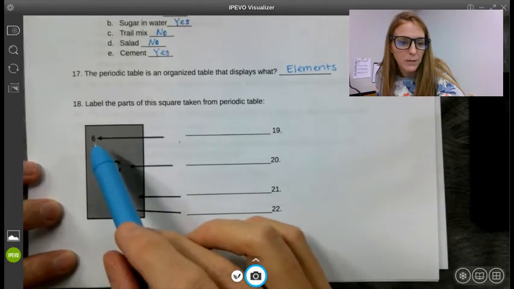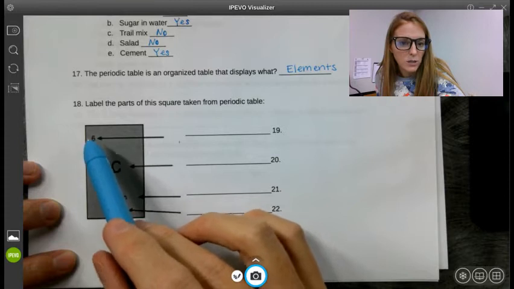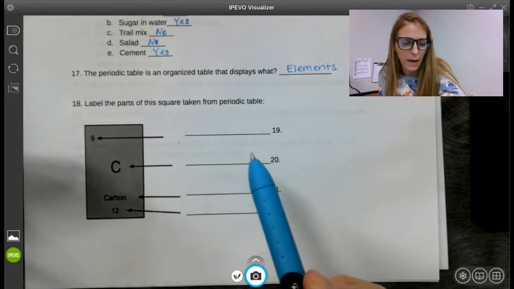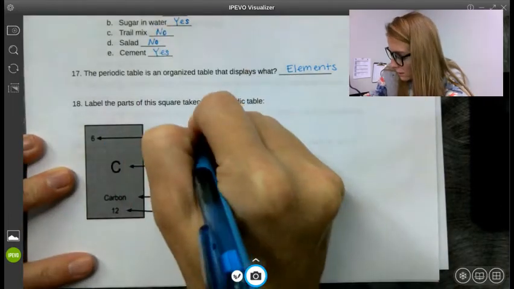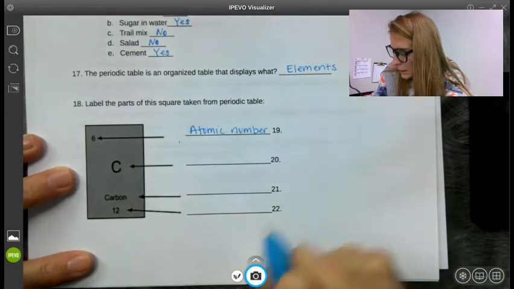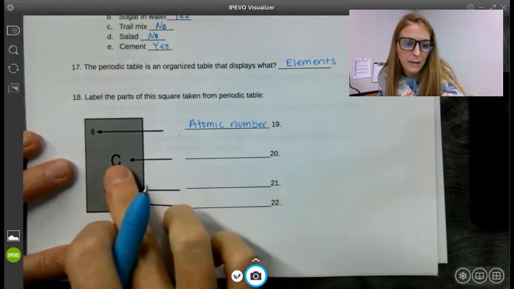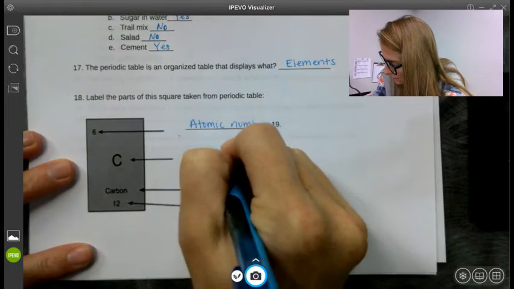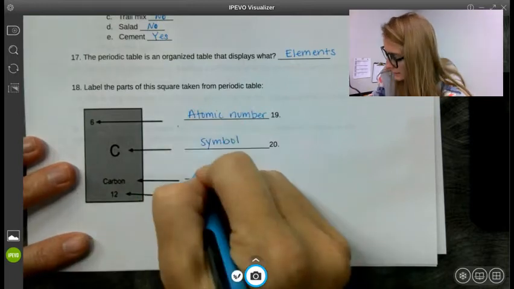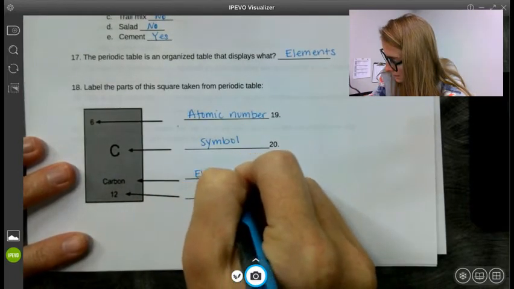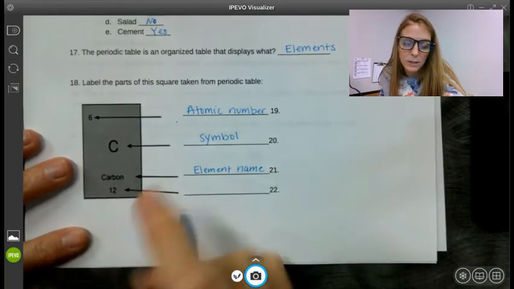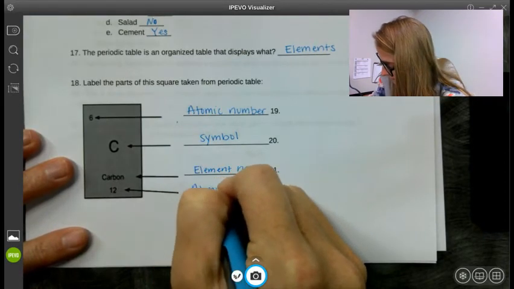So the first number up here at the top is going to be how it's organized. They have the numbers organized so they go in order of how many protons they have, but that number up in the corner is called your atomic number, and that's how they organize it. That letter C is going to be your symbol. The word carbon down here, that's going to be your element name. And then down at the bottom is going to be your atomic mass.